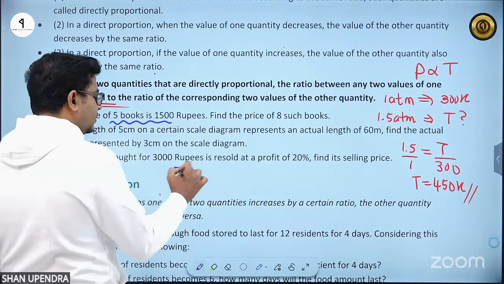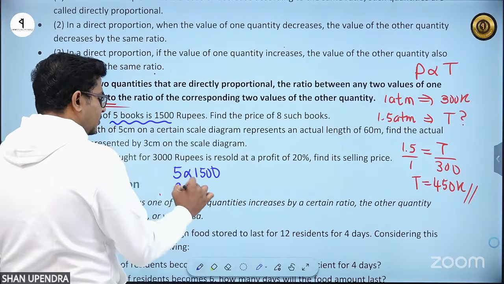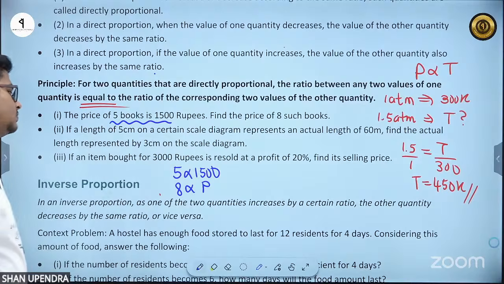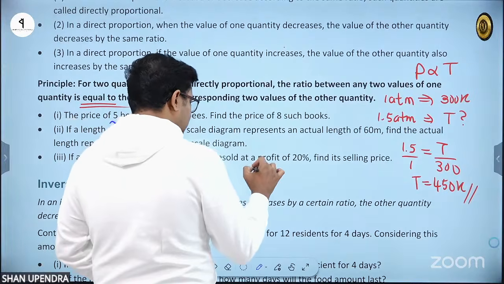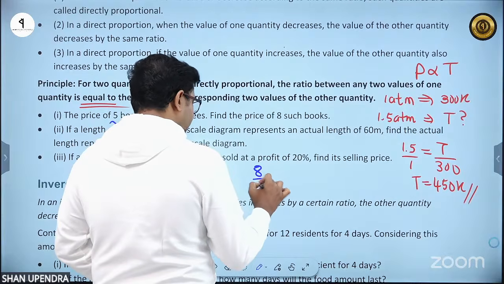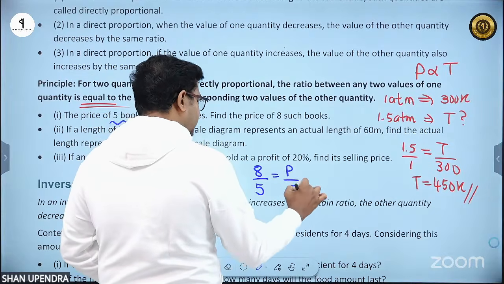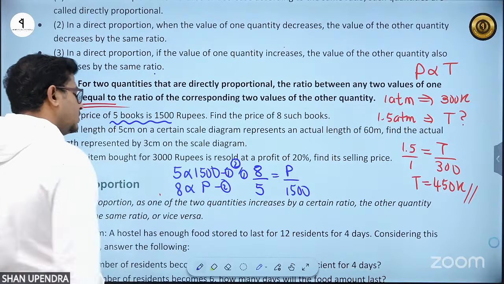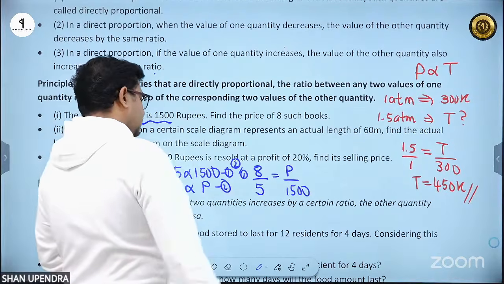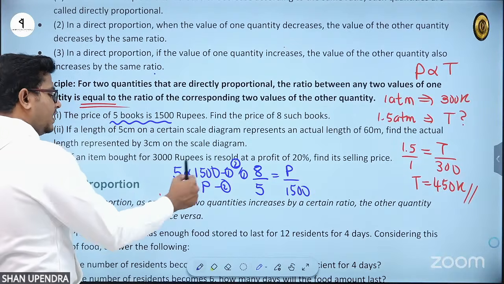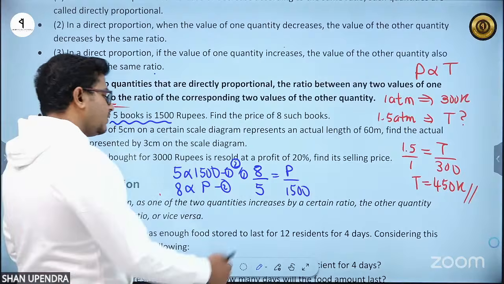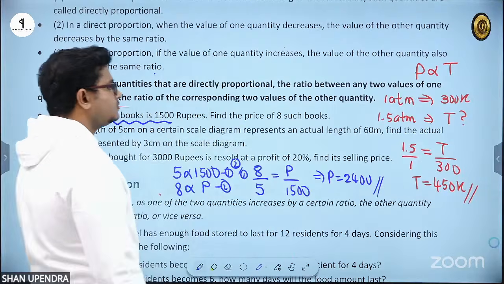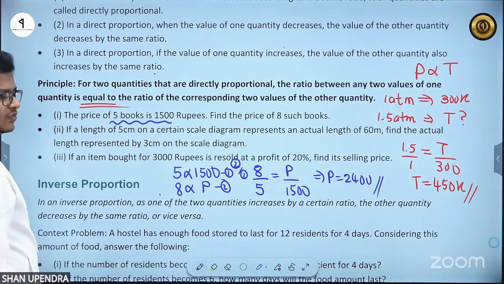Or we can say 5 is direct proportional to 1,500, and 8 is direct proportional to whatever price, P. Then I can divide those two. Then you can write 8 over 5 equals P divided by 1,500. Finally P equals 2,400. Using the direct proportional relationship, we can get the answer.